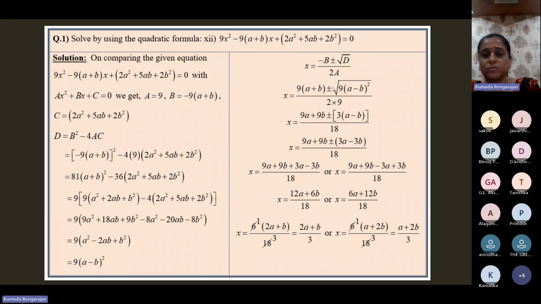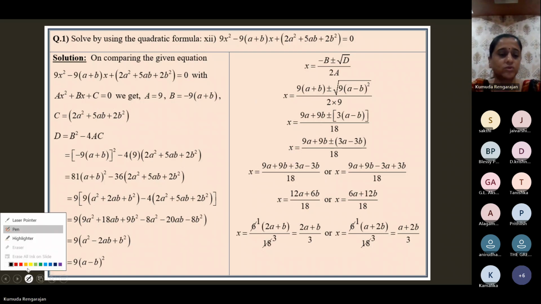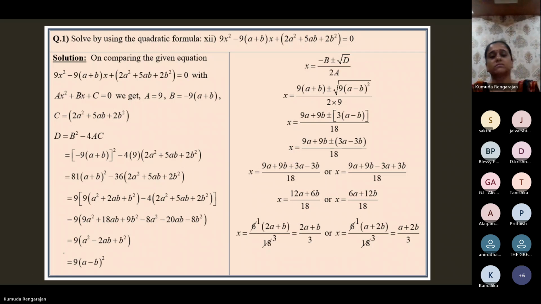Minus b plus or minus root of d, this one, by 2a. 2 into 9. I'm pausing so that you check. Minus b plus or minus root d by 2a. 2 into 9. So 9a plus 9b after multiplying, plus or minus.